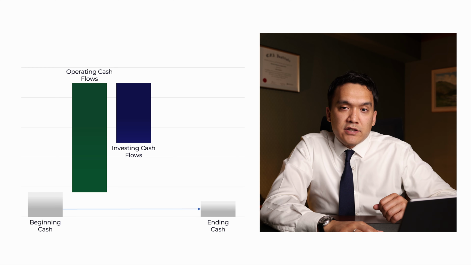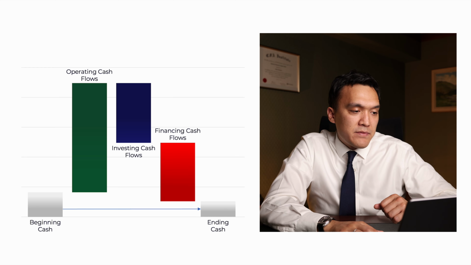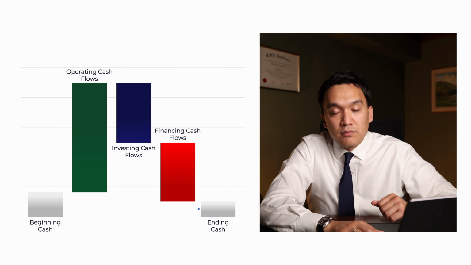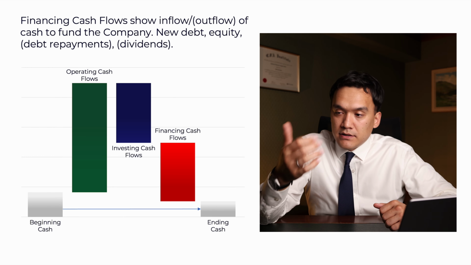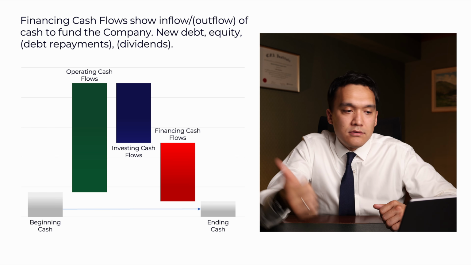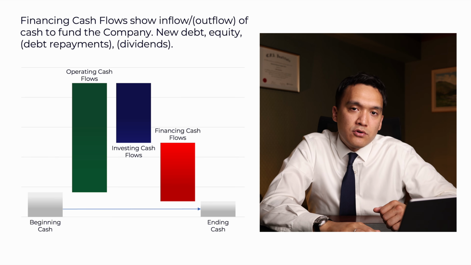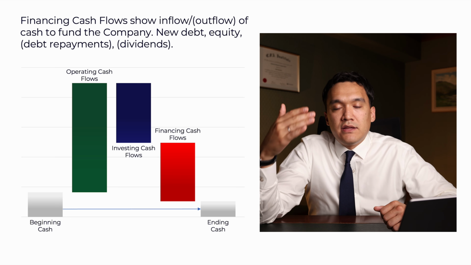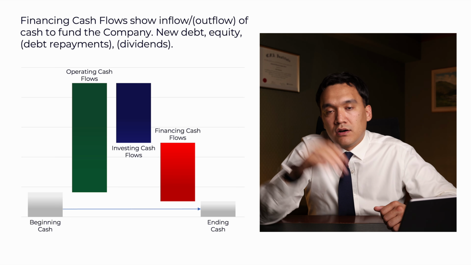And the third category is financing cash flows. And these cash flows show us inflows and outflows of cash to fund the company. So what is it? It's new debt from the banks, or this is equity from our shareholders. And on the other hand, again, this is repayment of this debt and repayment of dividends to our shareholders.